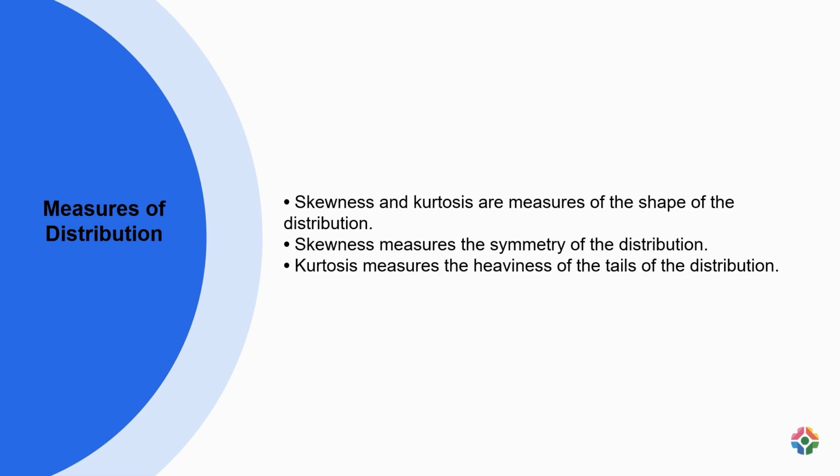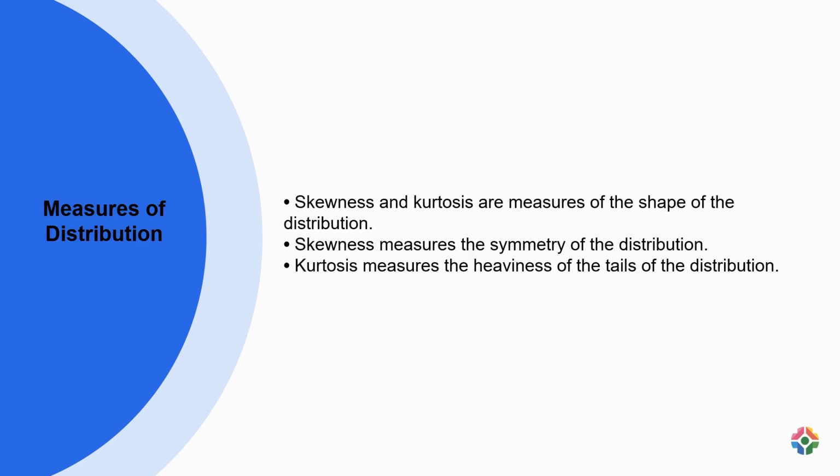Skewness indicates the symmetry of the distribution. A positive skewness implies a longer right tail, while a negative skewness denotes a longer left tail. For example, the salary distribution of a company might exhibit positive skewness if a few employees earn significantly more than the majority. On the other hand, kurtosis measures the heaviness of the tails of the distribution.